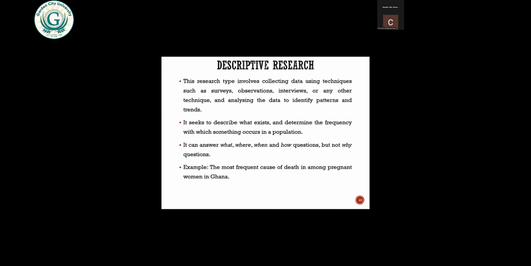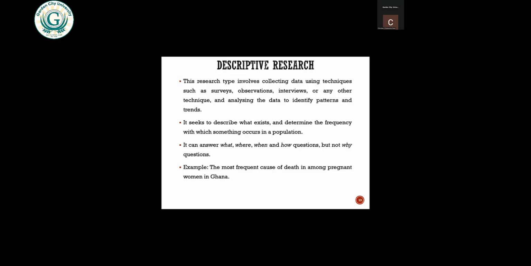This type of research involves collecting data using techniques such as surveys, observations, interviews or other techniques, and then you analyze the data to identify patterns. So this is what a descriptive study is all about.